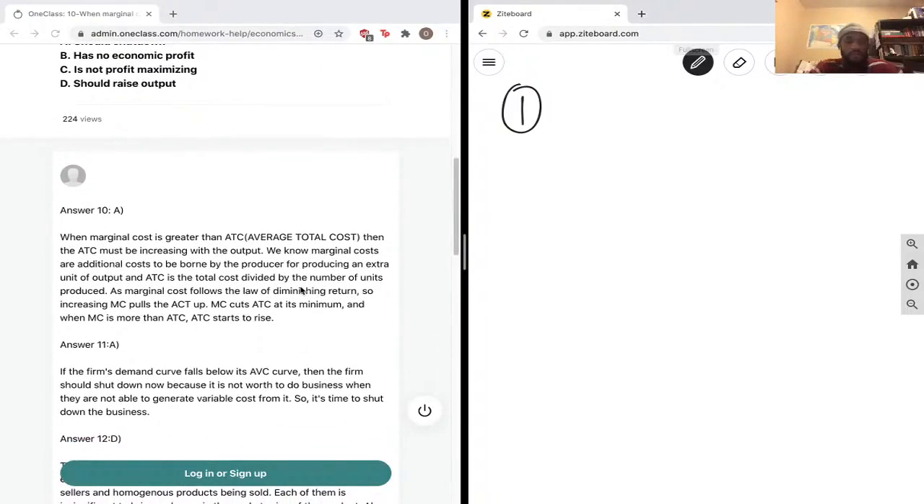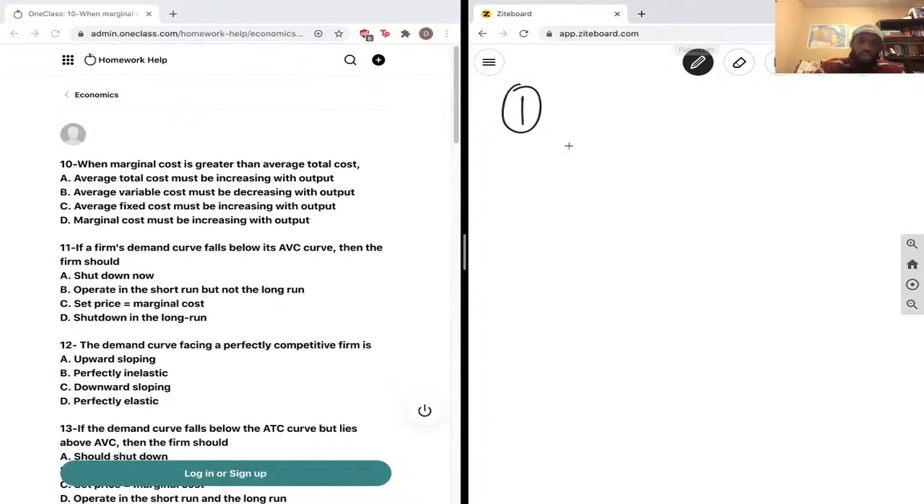If the firm's demand curve falls below the average variable cost curve, then the firm should shut down now, because it is not worth doing business when they are not able to generate variable costs from it. So it is time to shut down the business. And again, like I said before, AVC is also the average production costs.